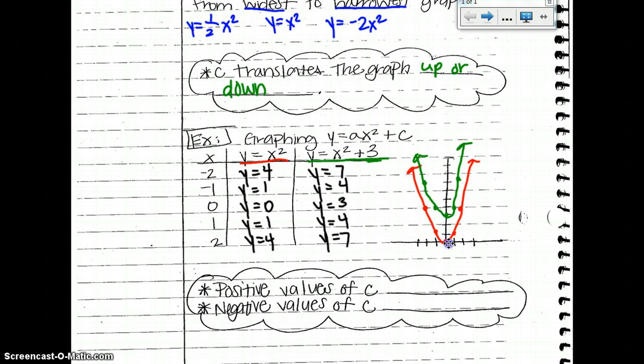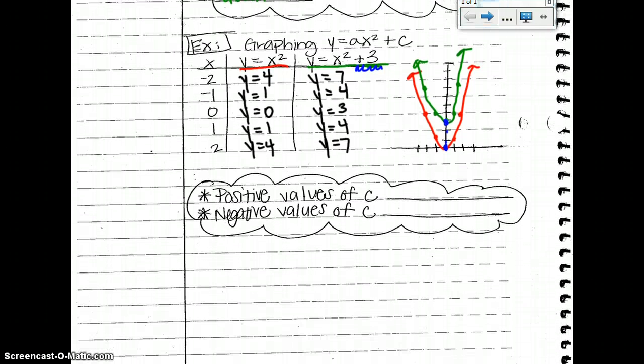Okay, notice how our graph is just shifted up 3. So look here, our minimum value is moved up 1, 2, 3 spots, which was signified by our plus 3 on the end. Okay, so positive values of c shift the vertex up. Negative values of c shift the vertex down. And this is true for any parabola, whether the a value is positive or negative.